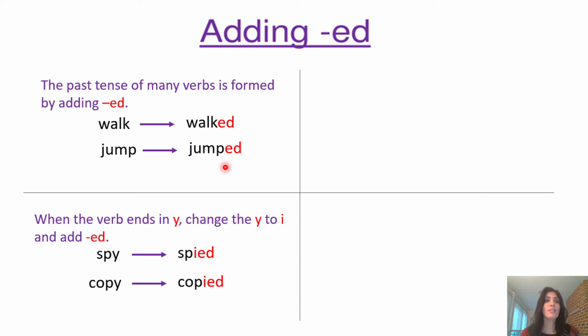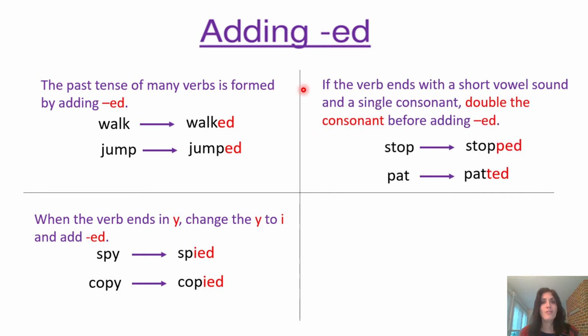We also learned that when the verb ends in y, we have to change that y to an i and then add ed. Like in the word spy, we dropped the y and added ied to change the word to spied, happened in the past. Or copy, we drop that y and we add i and then add ed to the end. And now we have this past tense verb, copied. I did it in the past. I did it a few seconds ago. I copied a paper.